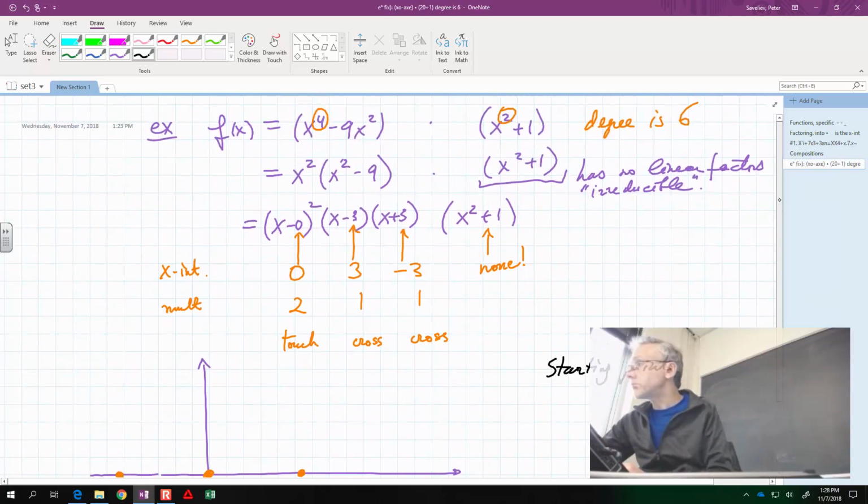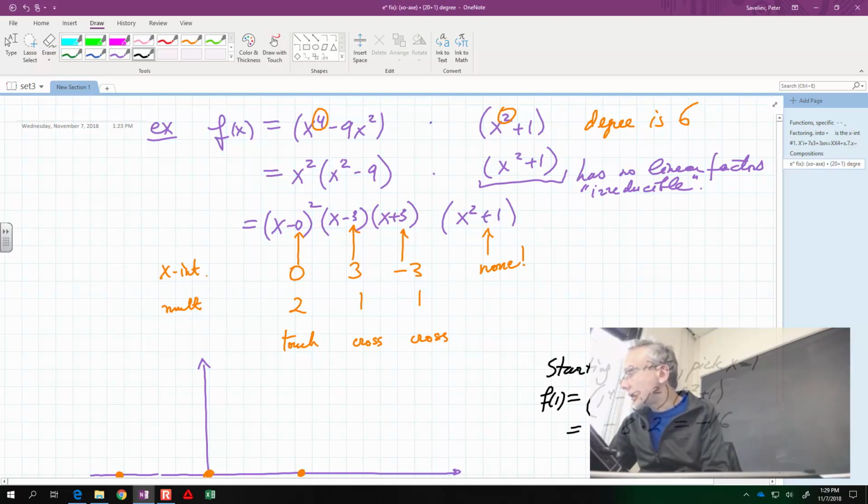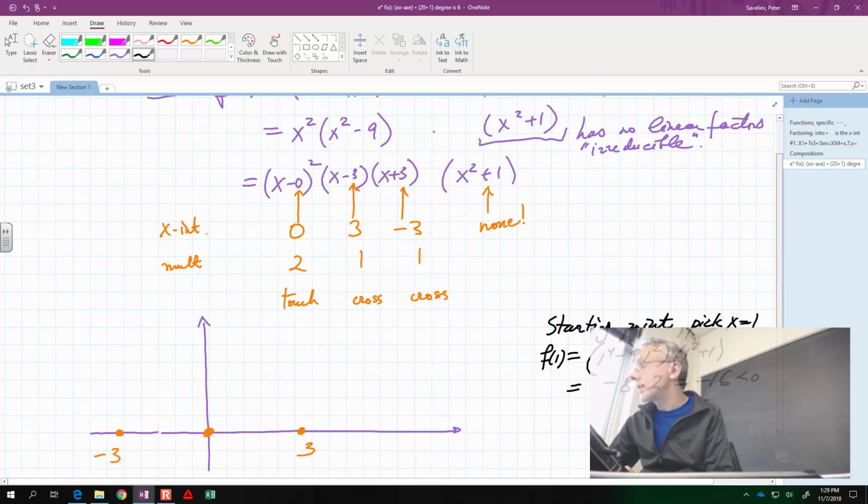That's not really that complicated. All you need to do is pick an x and plug it in, as long as it's none of these. So what can I pick? How about I pick 1 and plug it in and see what happens. Then f of 1 is 1 to the 4th minus 9 times 1 squared, which is minus 8 times 2, minus 16, if I'm not mistaken. Doesn't matter what the actual number is. The point is it's negative.